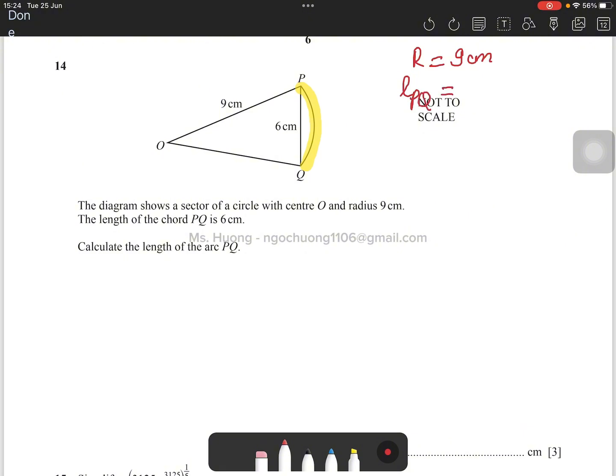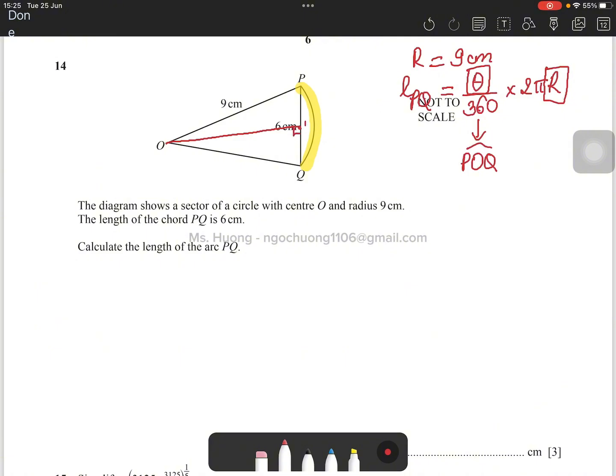The formula for the length of arc is theta over 360 multiplied by 2 pi r. We know the value of the radius already, so the only thing we need to find is theta, which means we need to find the angle POQ. So how to find this angle? We may use trigonometry. First, I'll divide this triangle into 2 equal parts.